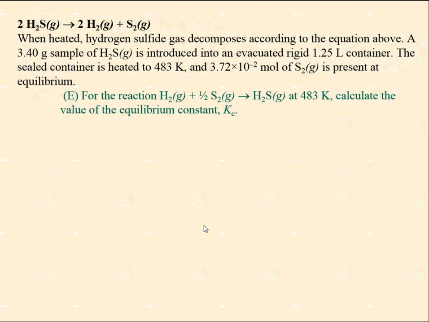So for the reaction, hydrogen plus 1/2 mole sulfur makes 1 mole of hydrogen sulfide at 483 Kelvin, calculate the value of the equilibrium constant Kc. This is an example of using our skills of how we can handle a manipulated equilibrium reaction. This is the same reaction as this. It is reversed, and its coefficients are halved.